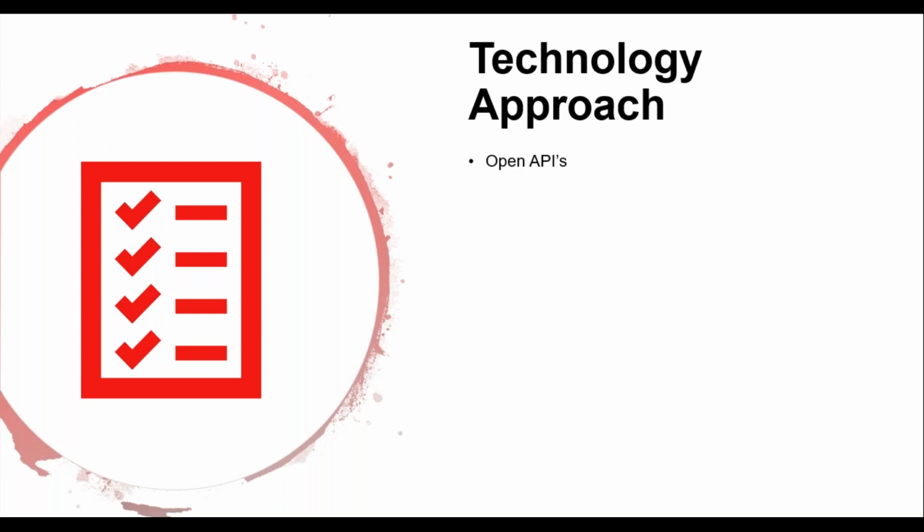Open APIs. The majority of systems now have open APIs. You need to look to leverage these to federate content wherever you can, and again, keep the focus on high value content, not the total sum of the content.